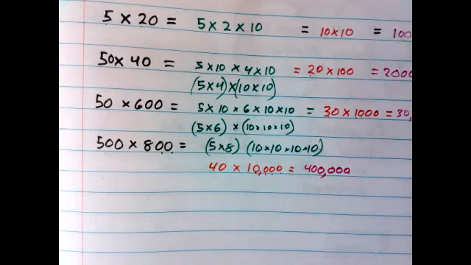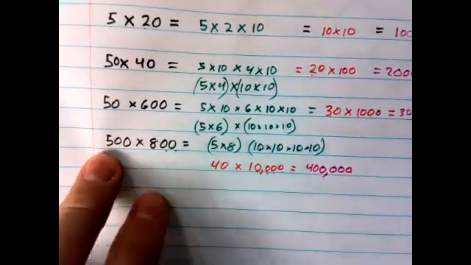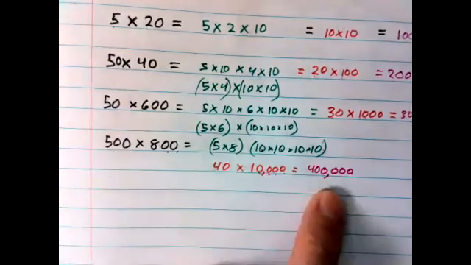So we can use these powers of 10, these exponents that we learned in the last lesson, and combine it with what we now know about multiplying by 5 to get the right answer.